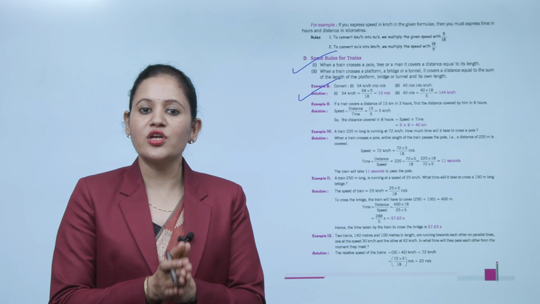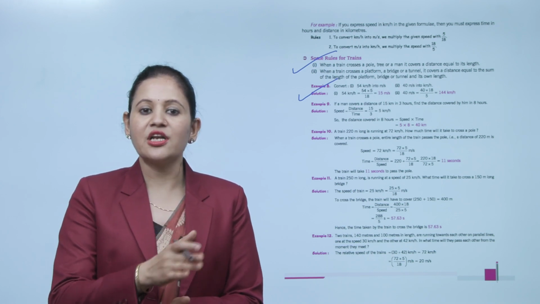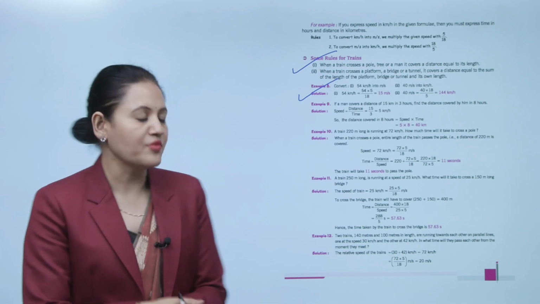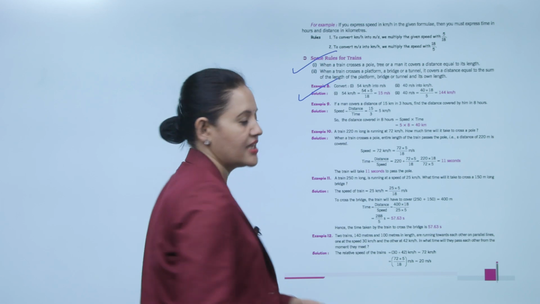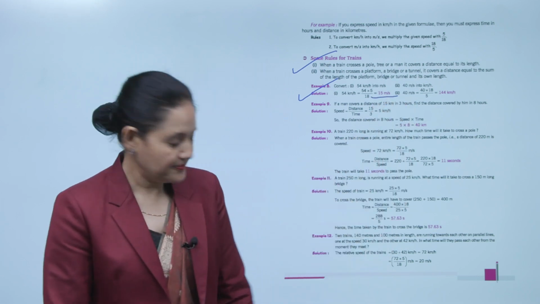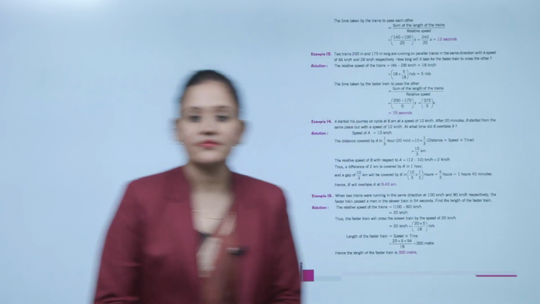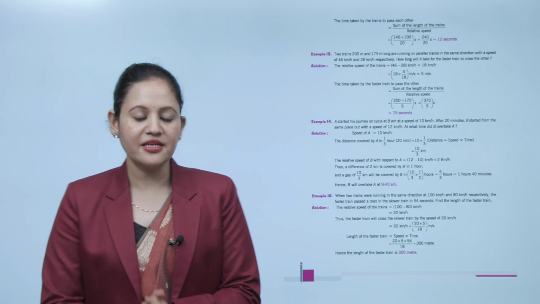Convert 54 km/h into meter per second. As we know, to convert km/h to meter per second, we multiply by 5 upon 18. So, 54 into 5 upon 18 is 15 meter per second. Clear? Some more examples are given here. You have to practice them.